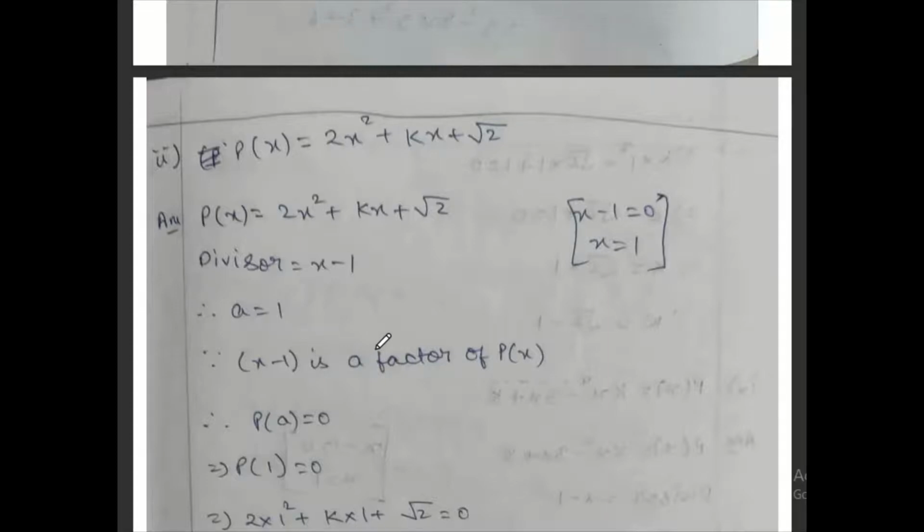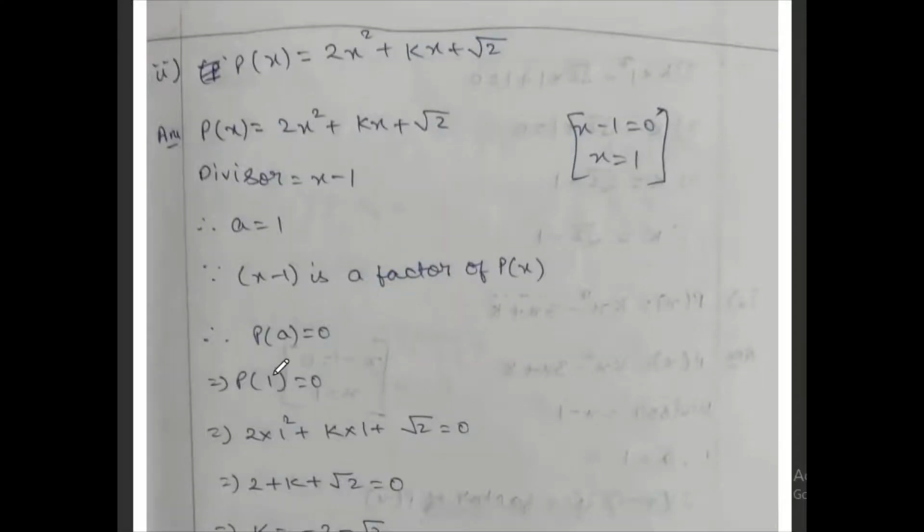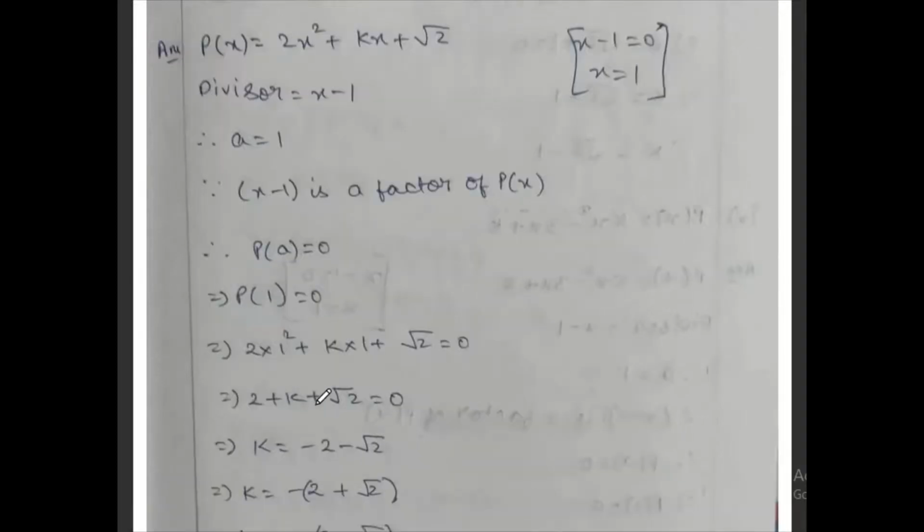Now since x minus 1 is a factor of p(x), so p of a is equal to 0. A is 1, so p of 1 equals to 0. Now let us replace 1 in this polynomial in place of x. So 2 into 1 square plus k into 1 plus root 2 equals to 0. 1 square 1, 2 1s are 2, k into 1 is k plus root 2 equals to 0.